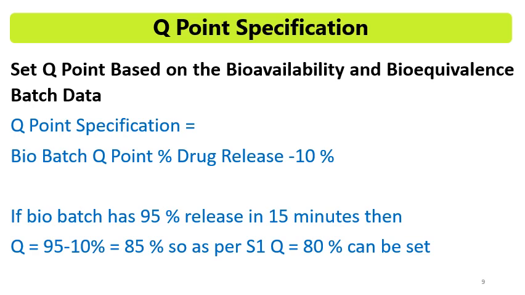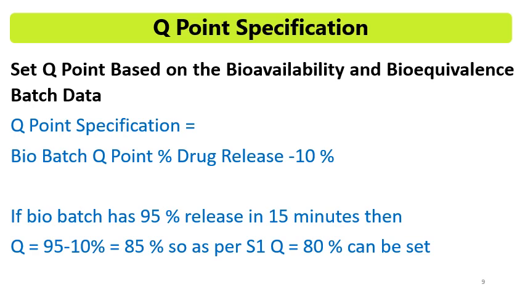Then how to set the Q point? For generic formulation and also for the innovator formulation, the dissolution testing for QC release or for quality control test, the Q point is set based on the bioavailability study batches and the bioequivalence study batches. So as per the regulatory guidelines, the Q point specification should be given as the dissolution data of bio batch, that is Q point or percent drug release of bio batch at specific time point minus 10%.